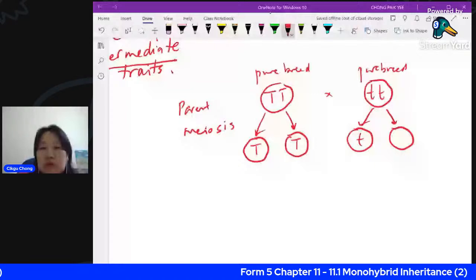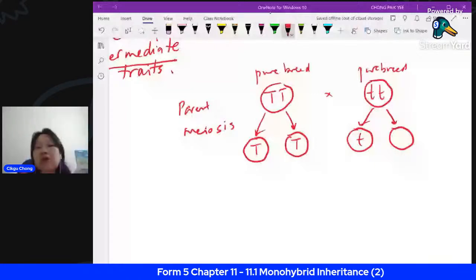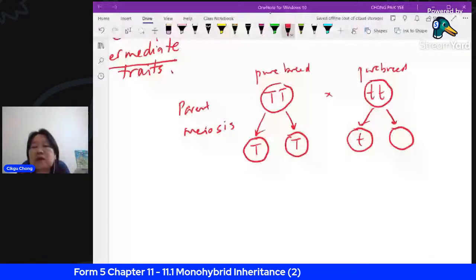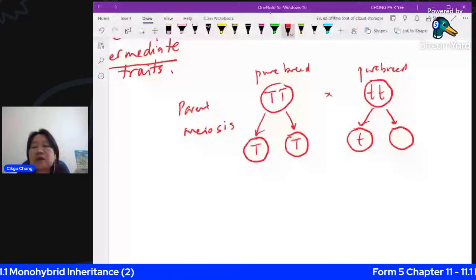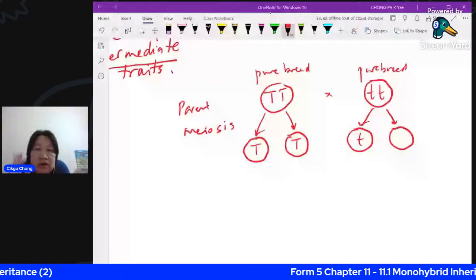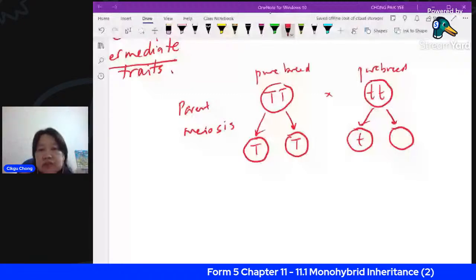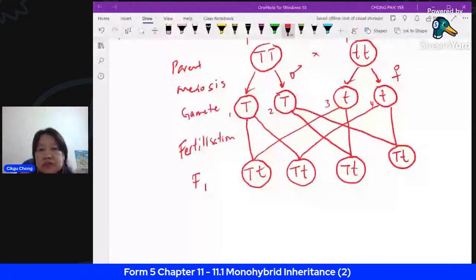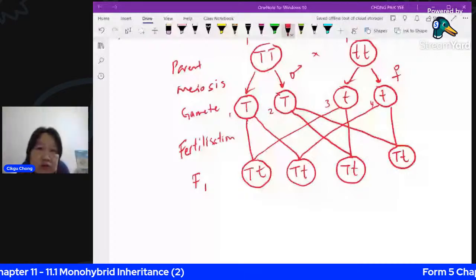So these are the possible combinations of alleles for your F1. He noticed that all of them have the dominant allele. So this shows that all of them are tall, which correlates to what he actually found: the F1 were all tall, no short. All tall and no short.